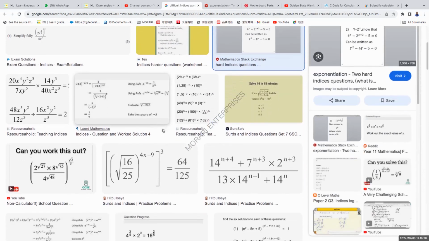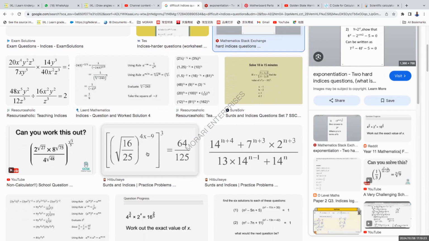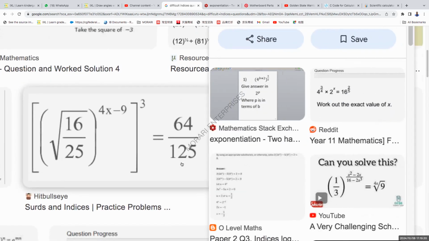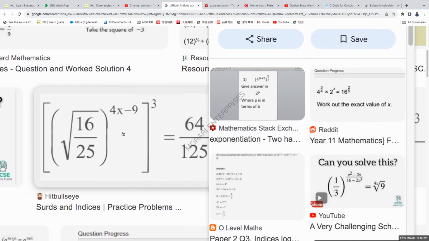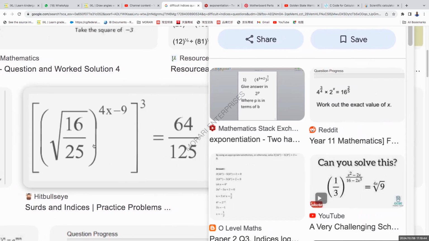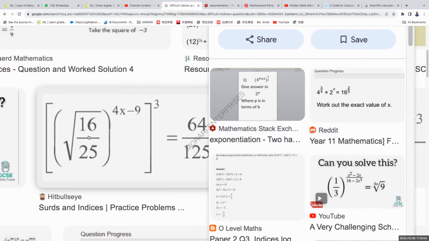So again, look at this crazy one. They say all this is equal to 64 on 125. So solve for x. Or this is just a question that they ask us to solve for x. 125 here, 64 here. So, but these are easy now.